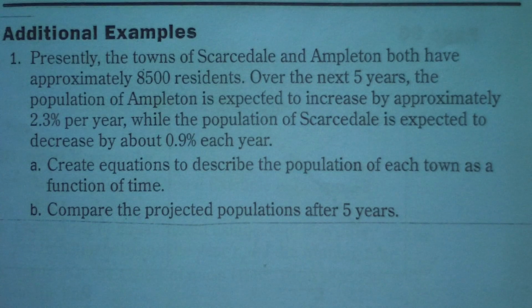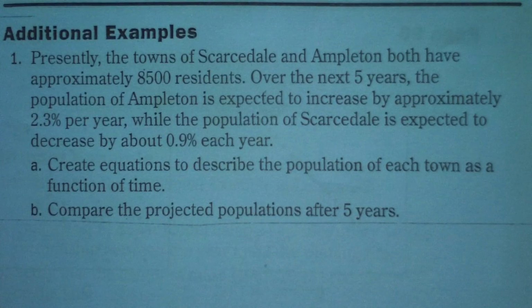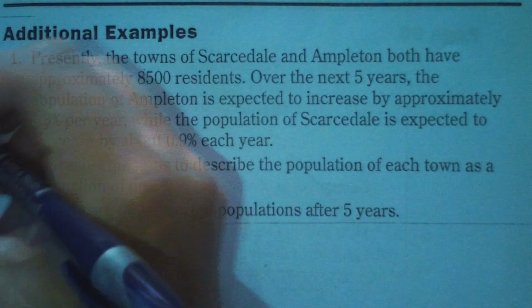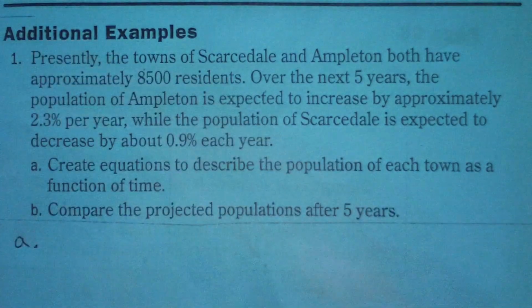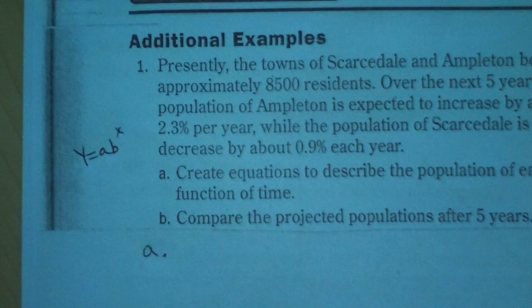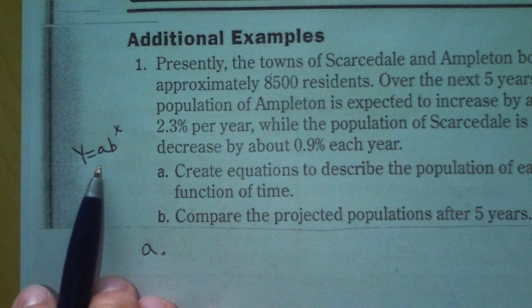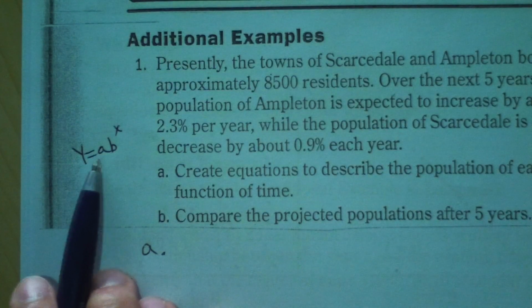Okay, so then our first thing here is always going to be our initial population. So what's our population to start with? 8,500, right? So we're going to put that 8,500 in there, because that's true for both towns. Growth factor then is going to be what? Yeah, that 2.3, right? And we remember we have to turn that into a decimal, right?